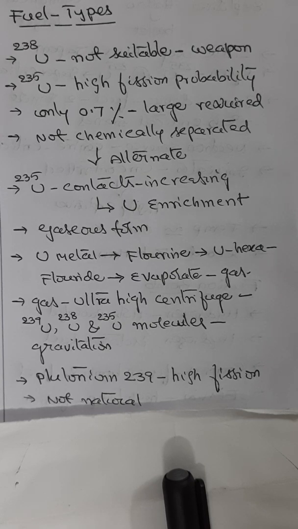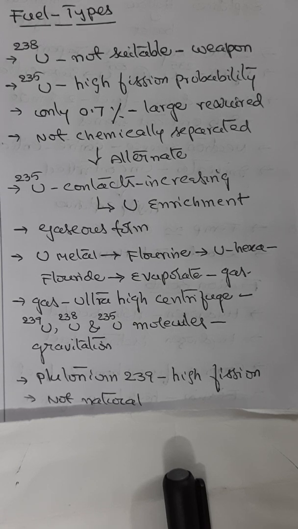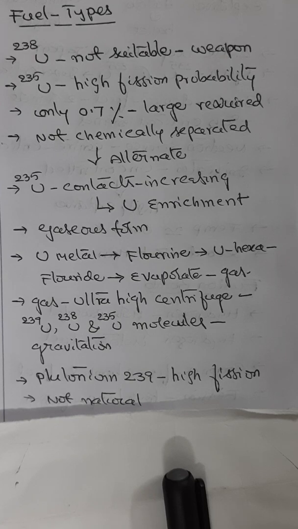Therefore, alternative methods have been developed to separate the isotopes. This was the problem faced in the very first atom bomb project. The process of increasing the content of uranium-235 in uranium is called uranium enrichment. The enrichment of uranium is done in gaseous form. First, the uranium metal, including all the isotopes, is made to react with fluorine to produce uranium hexafluoride, which can be evaporated to convert it into gaseous form.